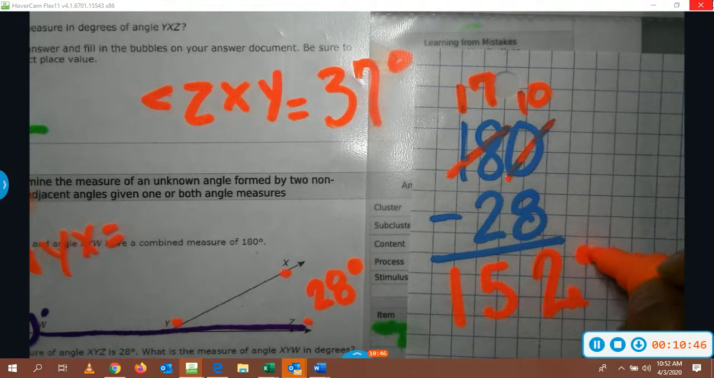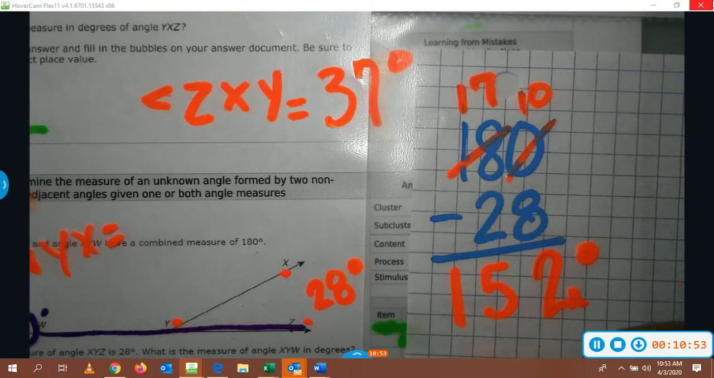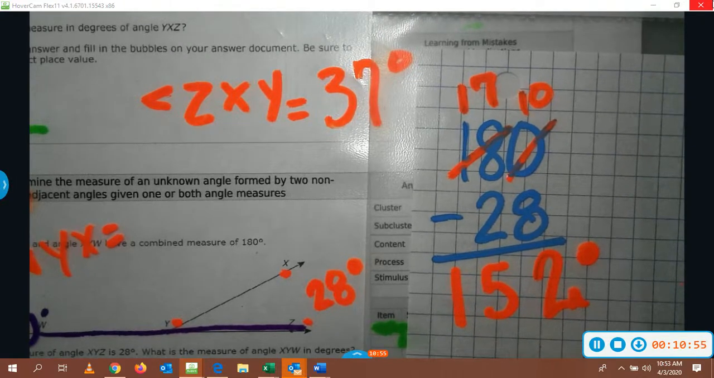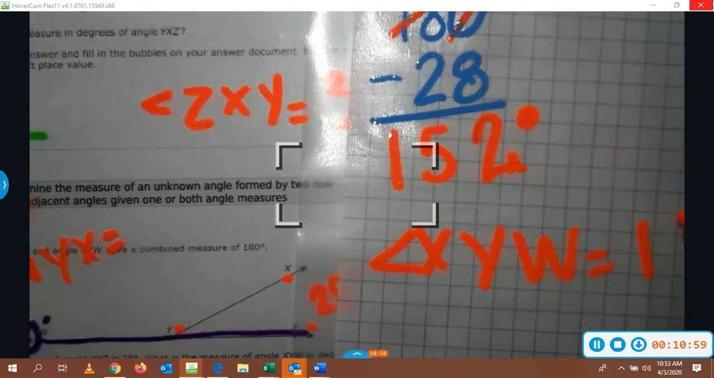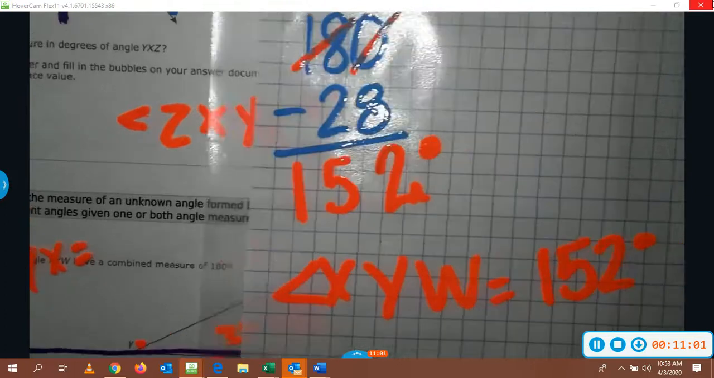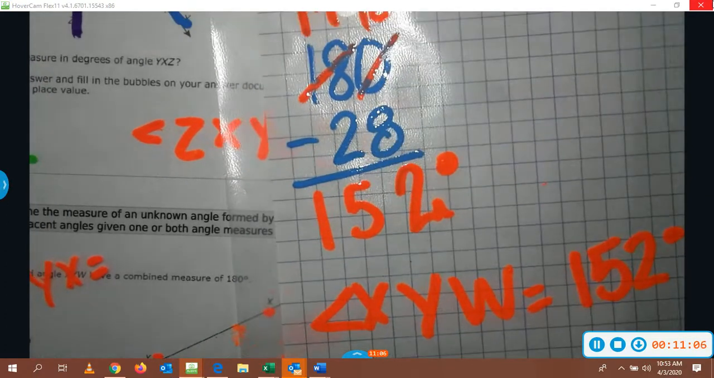So, the measurement of angle XYW equals 152 degrees. Okay?